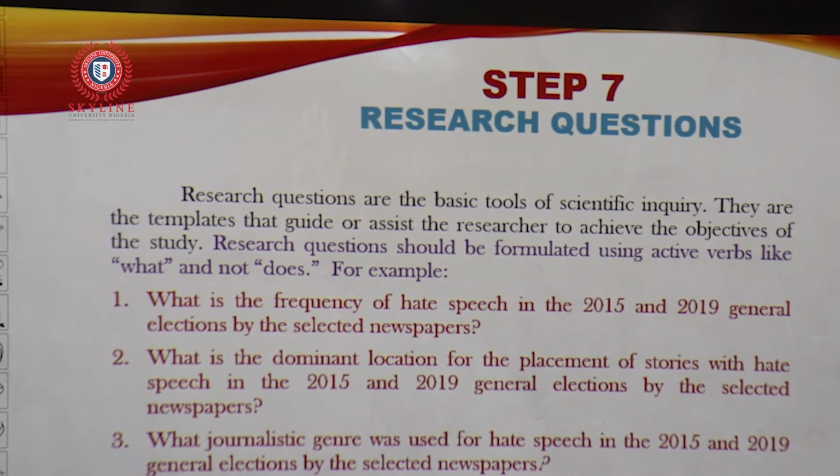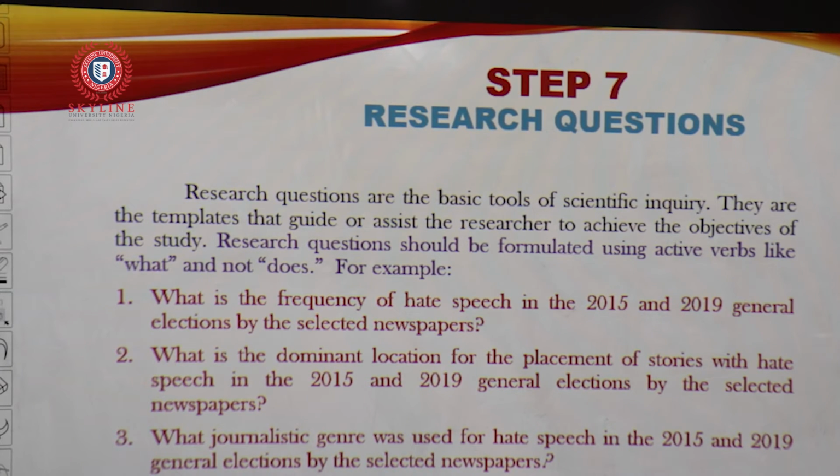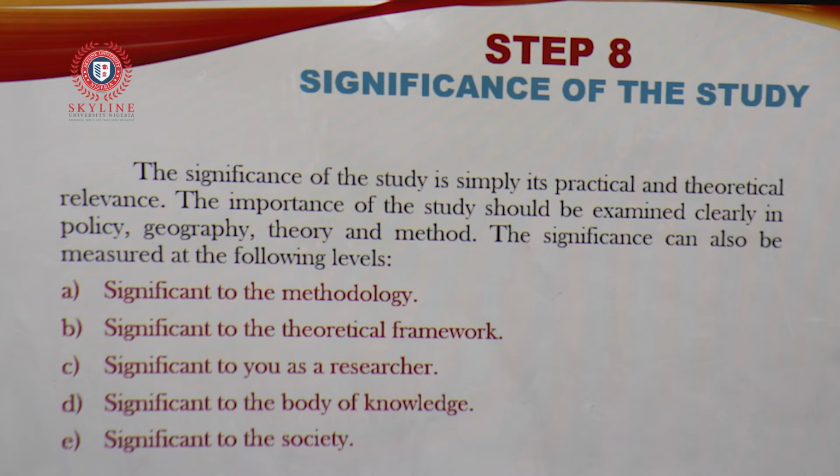So basically, you normally turn your objectives to research questions. It is the objectives of the study that are turned to research questions. The objectives come in statement form, while research questions come in the form of questions. So aside from the research questions, step 8 is the significance of the study. When we talk of significance of the study, it is simply the importance of the study. Remember that for each study you are going to conduct, people should be able to benefit from that study. And basically, significance is measured at 5 levels.